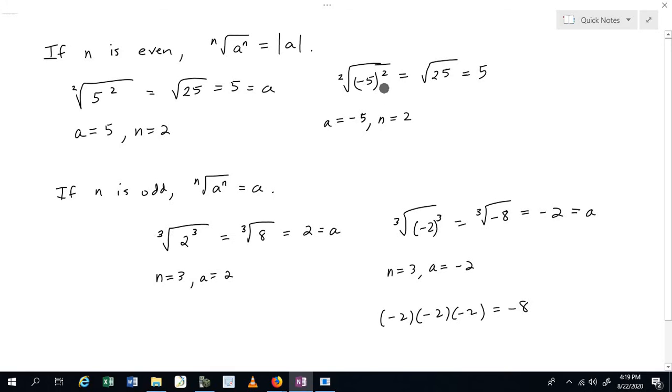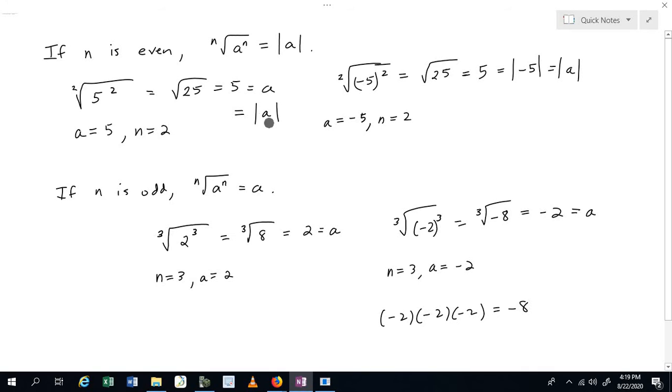So you can't say that you get a back here, because you don't. This is actually the absolute value of a. The absolute value of a would be positive 5 here, right? Because a is negative 5 in this case. So I actually have to take the absolute value of that to make sure it's a positive 5. Okay, so notice that you really need to take the absolute value of a.